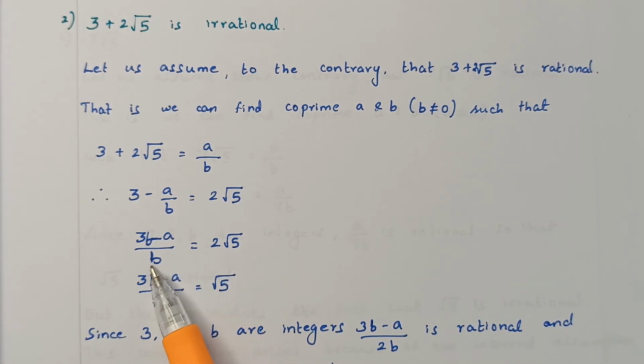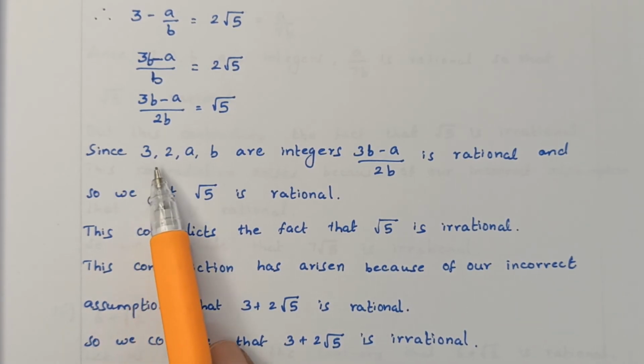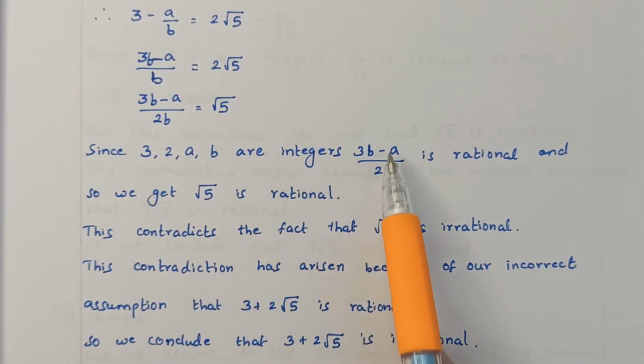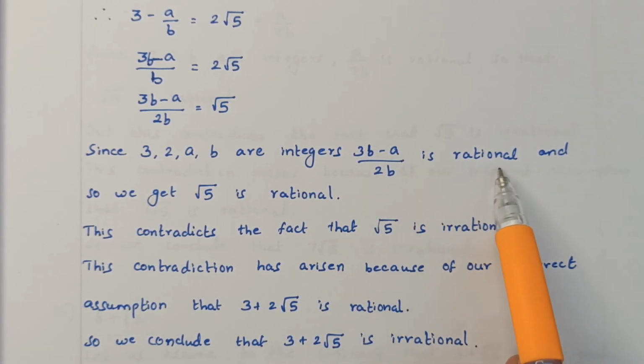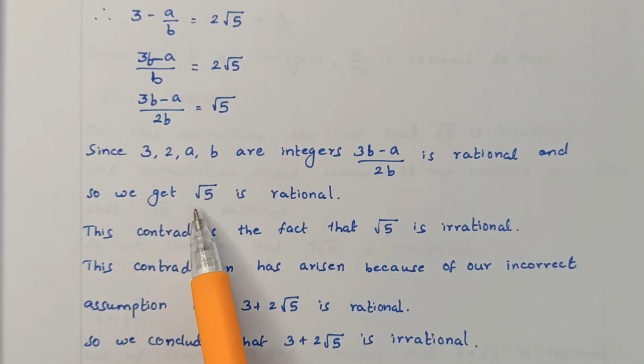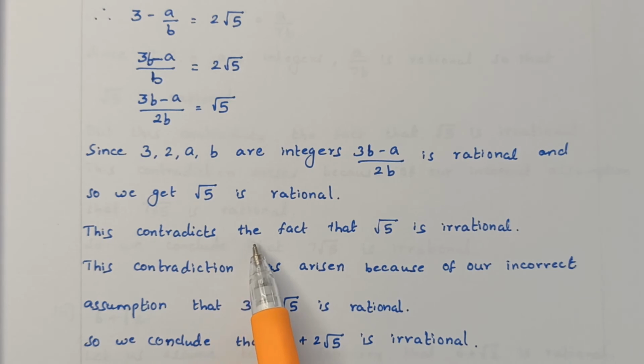So we move 2 to the left hand side, we get 3b minus a divided by 2b equal to root 5. Since 3, 2, a, b are integers, 3b minus a divided by 2b is rational, and we get root 5 also rational. So this contradicts the fact that root 5 is irrational. This contradiction has arisen because of our incorrect assumption that 3 plus 2 root 5 is rational. So we conclude that 3 plus 2 root 5 is irrational.